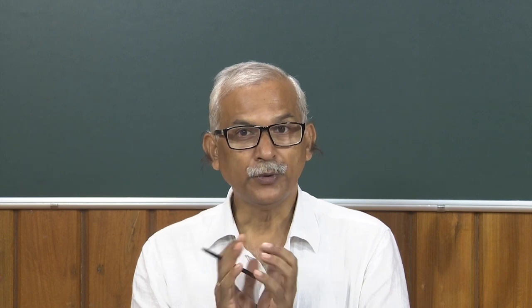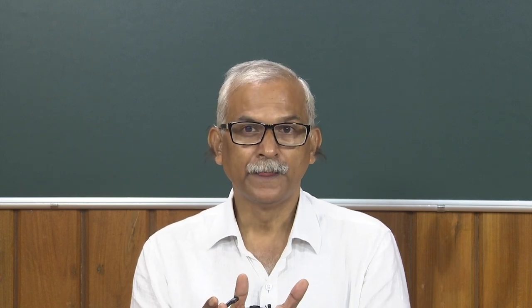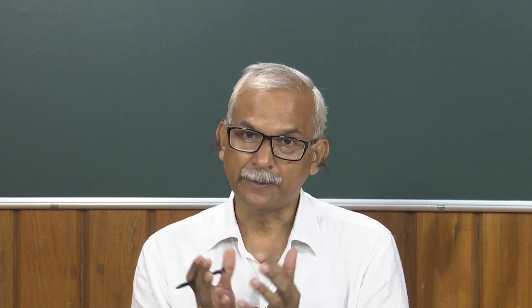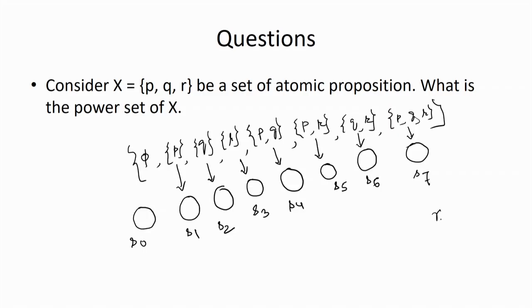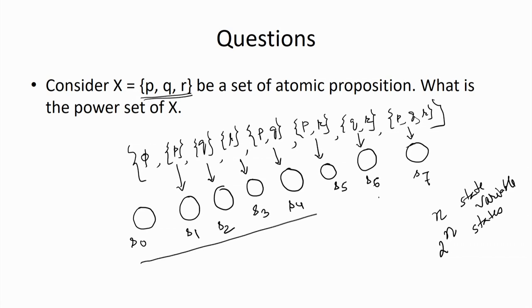But when we design a system, all states may not be reachable. Some state configurations we may not achieve. So, if I have n state variables, then we get 2 to the power n states. As an example, I have 3 state variables P, Q, R, or atomic propositions. These are the possible state behaviors, and we can have a transition from S0 to S1 or S0 to S2 depending on our system.